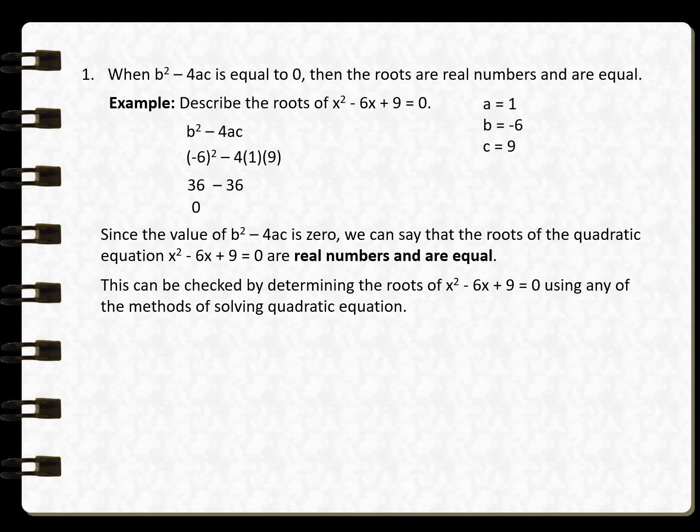This can be checked by determining the roots of x squared minus 6x plus 9 equals 0 using any of the methods of solving quadratic equation. So, from x squared minus 6x plus 9, pwede natin siyang i-factor as x minus 3 and x minus 3 equals to 0. So, x minus 3 is equals to 0 and x minus 3 equals 0, equate natin siya to 0. That gives us x equals 3 and x equals 3.